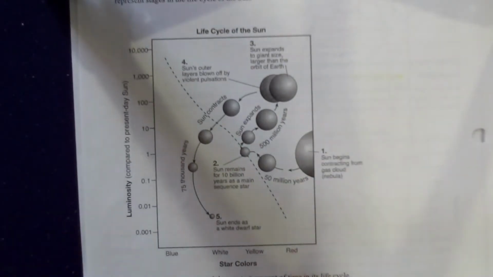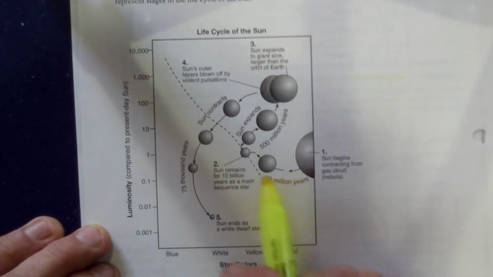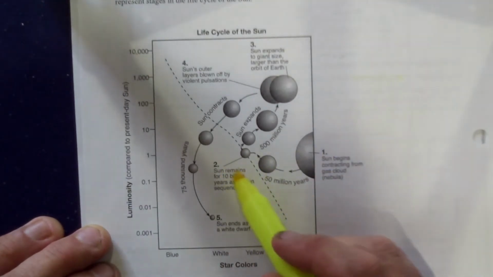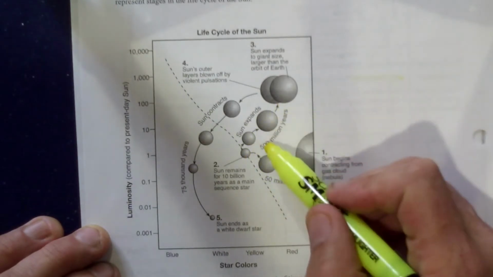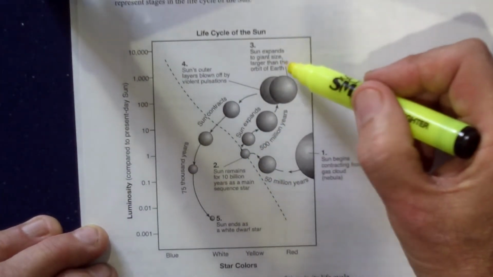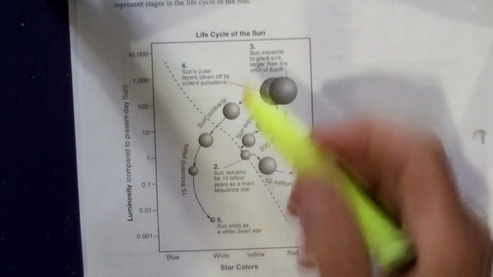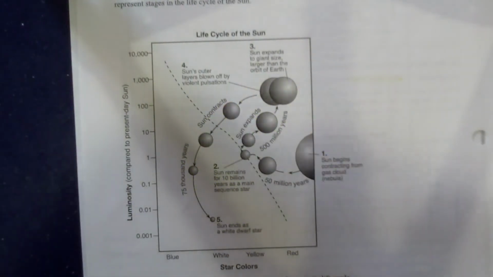Life cycle of the sun. The sun begins contracting from a gas cloud, the nebula. 50 million years later, it's on the main sequence, and it remains on the main sequence for 10 billion years. Eventually, the sun expands over the course of 500 million years. The sun expands to a giant size, larger than the orbit of the Earth. After that, the sun's outer layers are blown off by violent pulsations. The sun contracts. 75,000 years go by. The sun ends as a white dwarf. Number 15, the sun is inferred to spend the greatest amount of time of its life cycle.